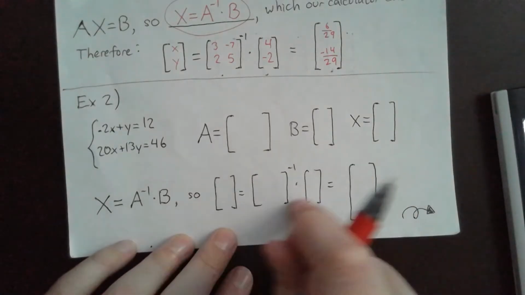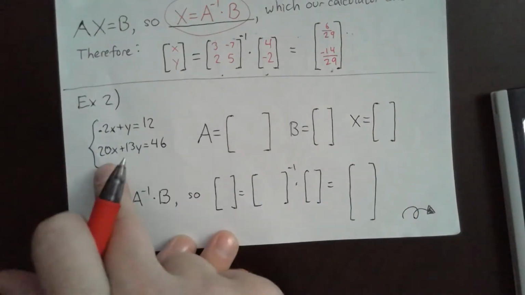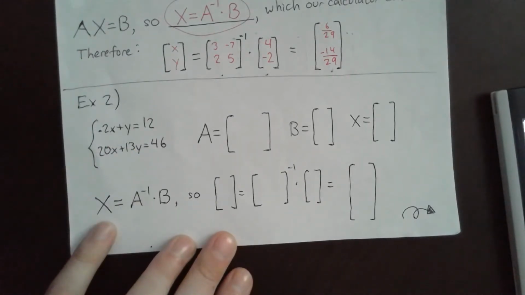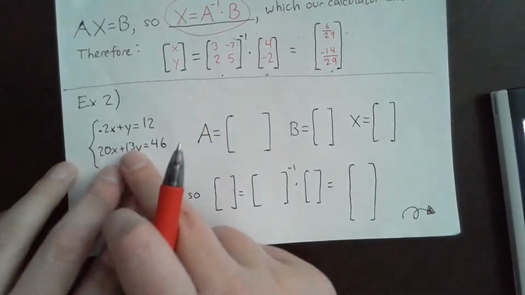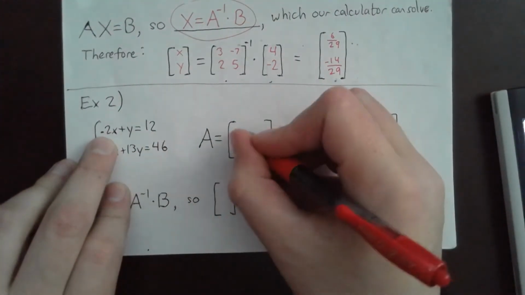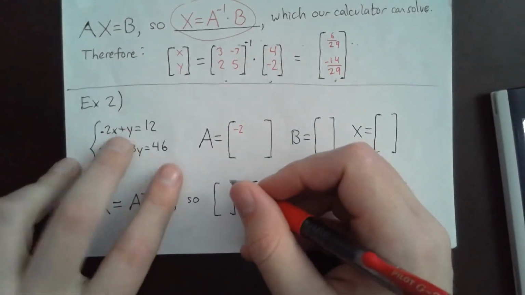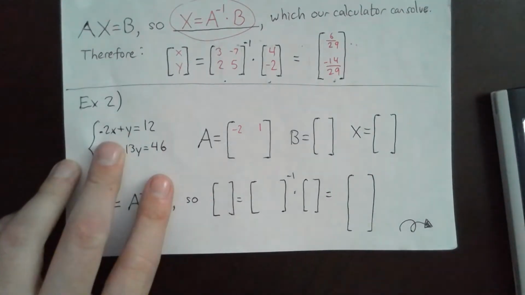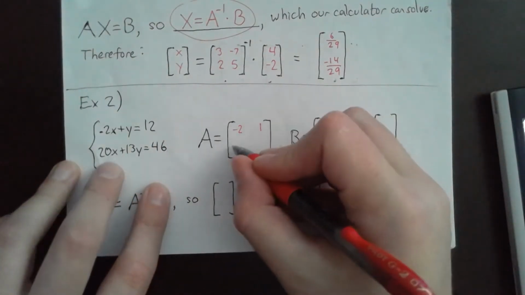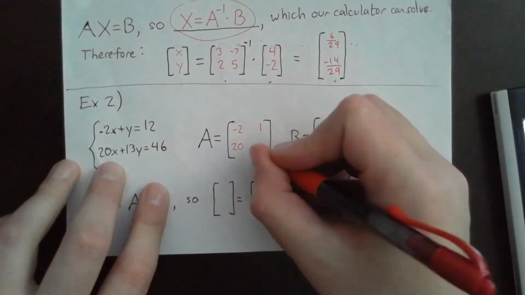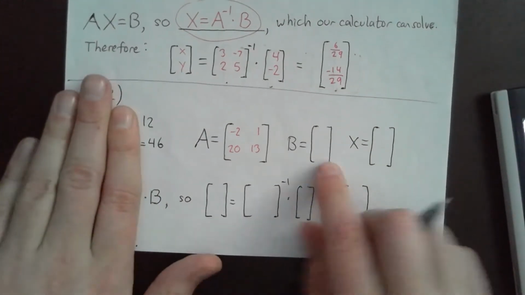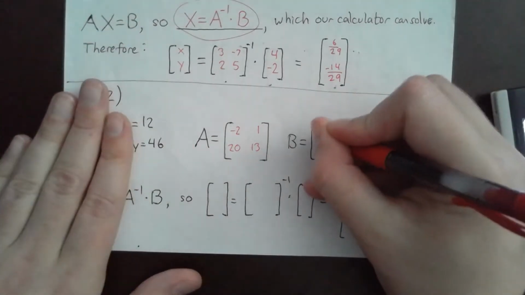Okay, so let's try another example. Here we have even worse numbers. 20, 13, and 46. That sounds awful. We don't want to have to do that. So let's go ahead and use matrices. Remember, we take our coefficients first. -2. The coefficient on y is implied. It's just 1. If you have just a variable alone, your coefficient is 1. And then 20, 13. Now our solutions matrix, we're taking our last two numbers, so 12 and 46.